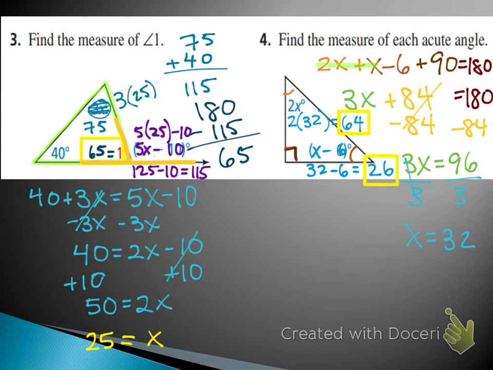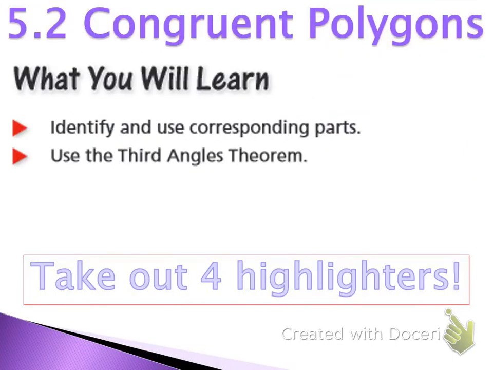So now we're all cut up. We're doing 5.2. This is where you want 4 highlighters. It just makes the pictures a lot easier. It's about congruent polygons. So what does the word congruent mean? They're same measure, same length. All right, doesn't mean they're the same, but they look the same.